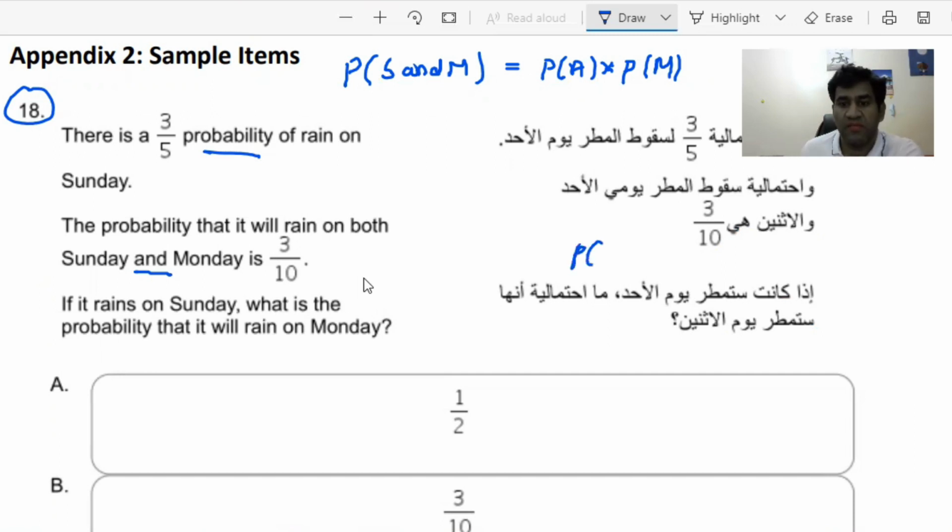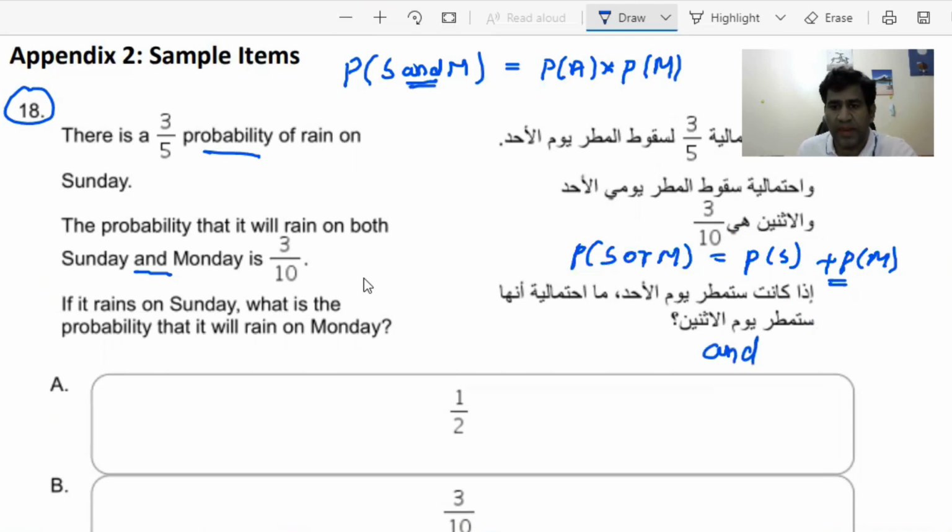Probability of Sunday or Monday can be written as probability of Sunday plus probability of Monday. So remember, whenever the term 'or' is used, it's basically addition. Whenever we use the term 'and', it's multiplication in probability. Just simple: 'and' is for multiplication, 'or' is for addition. So just remember this one. The rule says the probability of raining on Sunday and Monday can be represented as probability of Sunday multiplied by the probability of Monday. Now substitute their values. We know that there is a 3 by 5 probability of rain on Sunday.